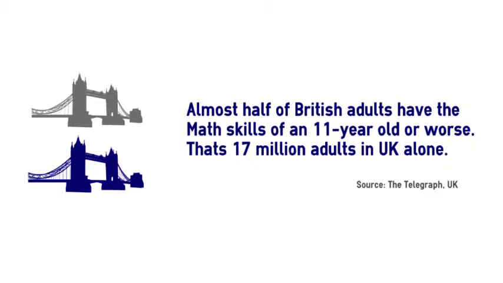So maths is becoming a big problem area right now, especially in the world. Let's take, for example, the UK: almost half of British adults have math skills of an 11-year-old or worse. That's 17 million adults in the UK alone. Imagine that.